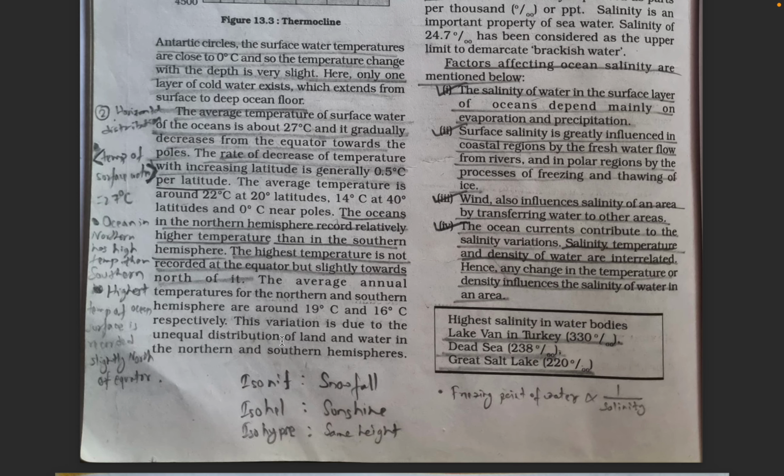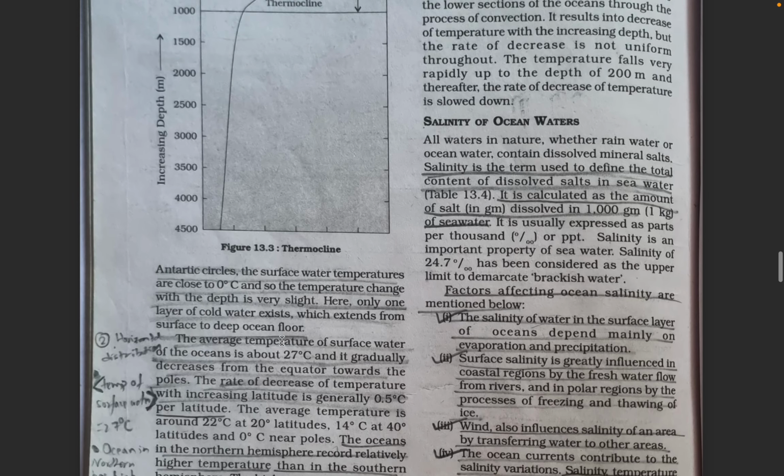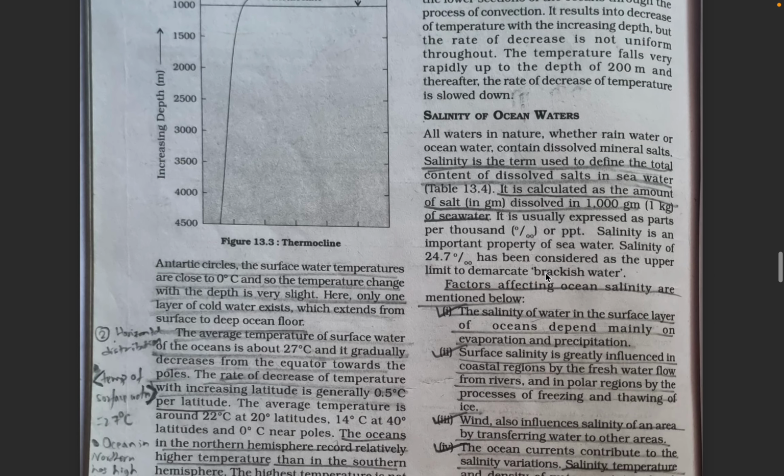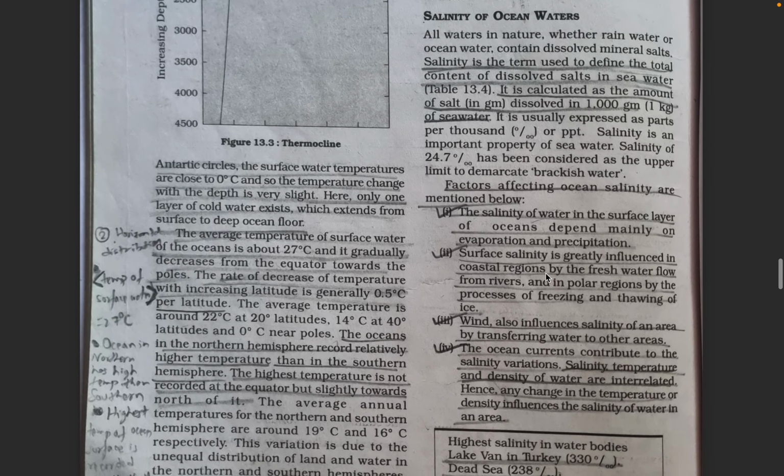Okay, so is the larger north of it? It is well known that the maximum temperature of the ocean is always at the surface. This is indicating temperature. This is the same thing that I have explained.